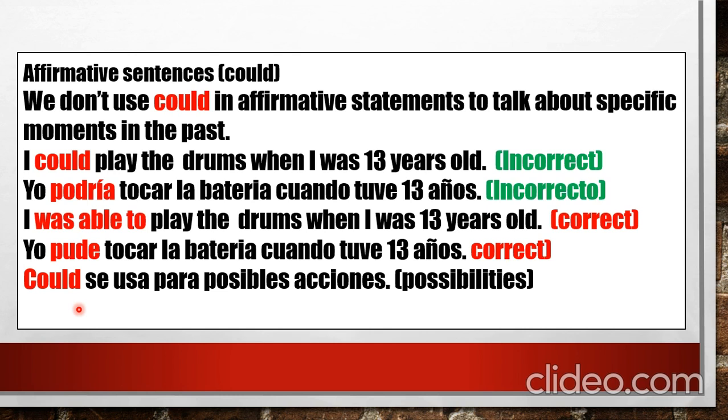So, could se usa para posibles acciones. Possibilities. Remember that. Pero cuando queremos hablar acerca de momentos específicos en el pasado, no se puede utilizar el could en oraciones afirmativas. Y mayormente estos momentos específicos se van a dar cuando hablemos de habilidades que pudimos realizar en el pasado.